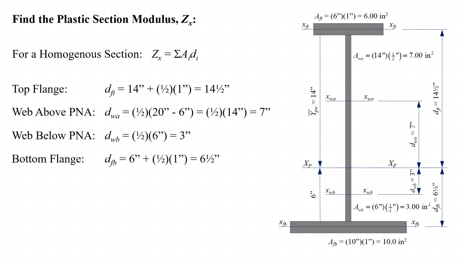While the plastic moment of any cross-section can be found by summing the moments that the force resultants of a fully plastic section create about some point, the plastic section modulus of a homogeneous section can be found directly by summing the moments that each of the areas of the elements of the cross-section create about some point. Here, we calculate the distances from each of the centroids of each of the cross-sectional elements to the plastic neutral axis of the cross-section.